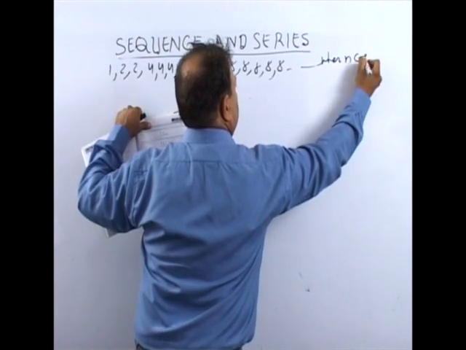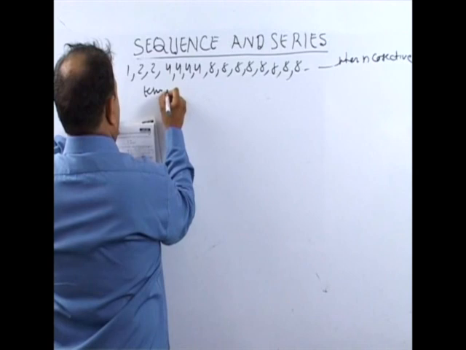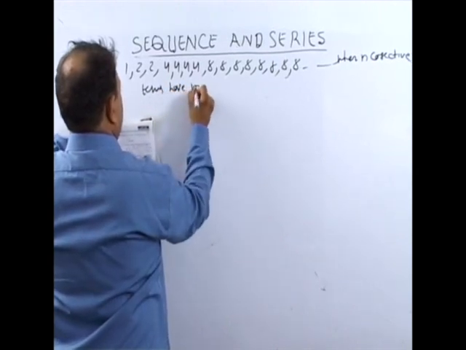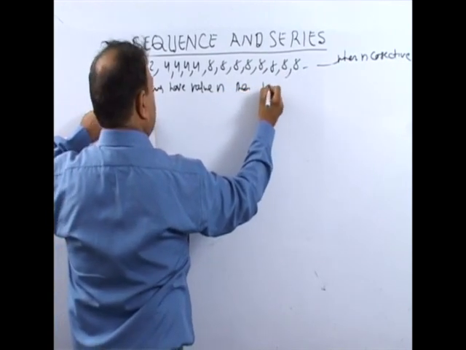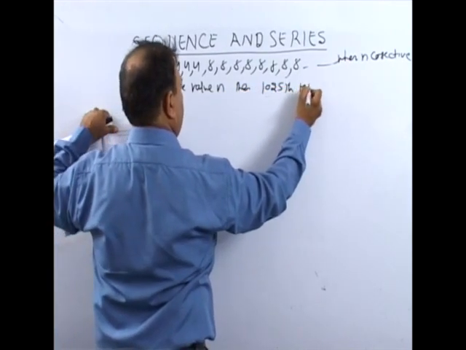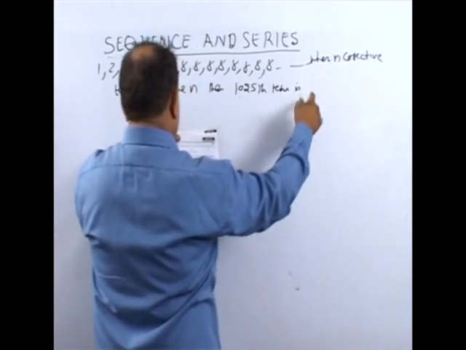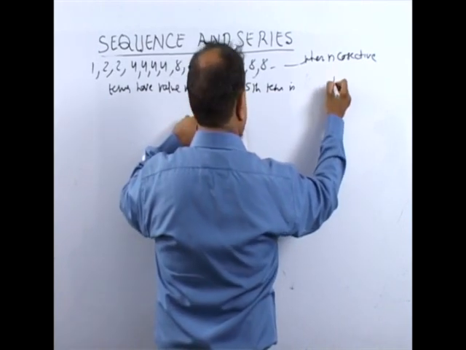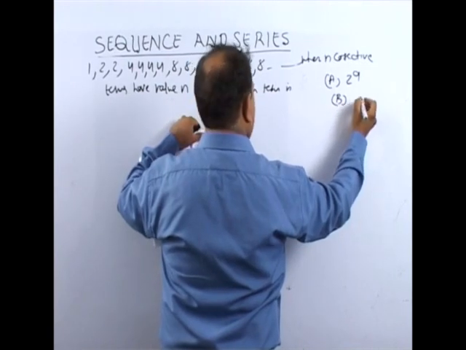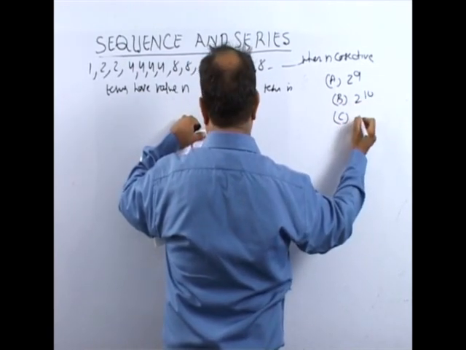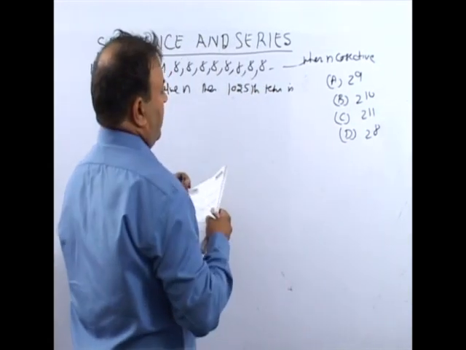And they say n consecutive terms have value n. The 1025th term is what? We have to find out. The options given are A, 2 to the power 9; B, 2 to the power 10; C, 2 to the power 11; and D, 2 to the power 8.